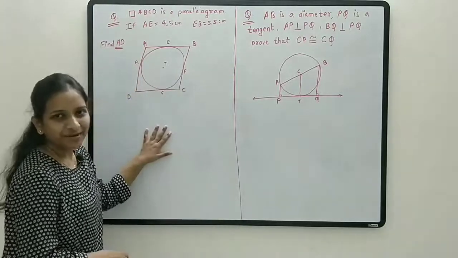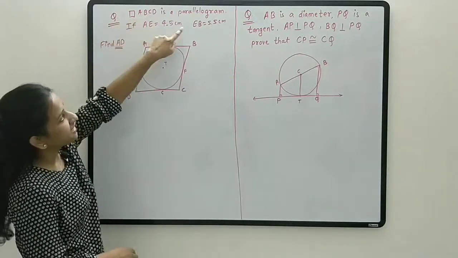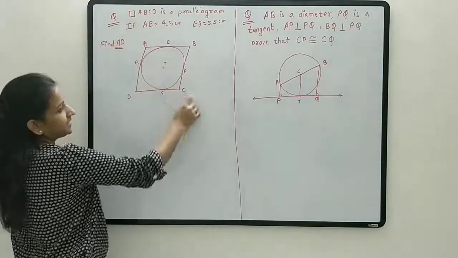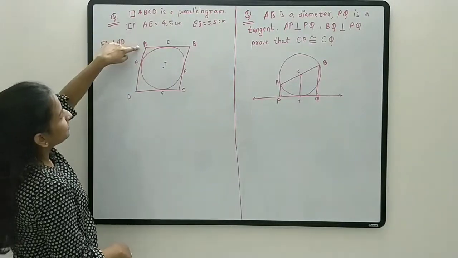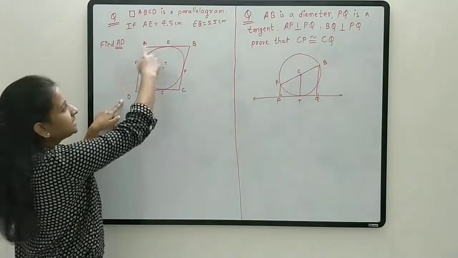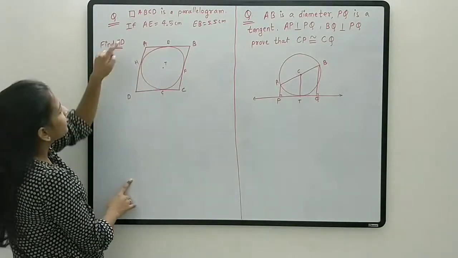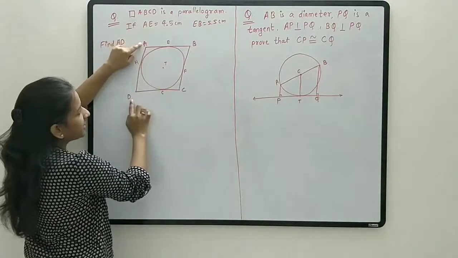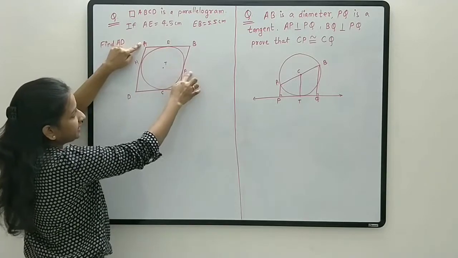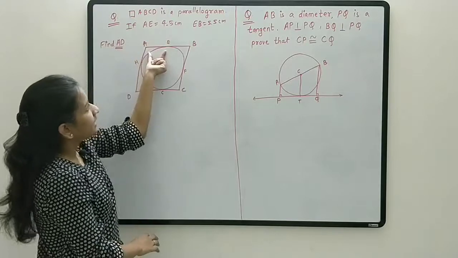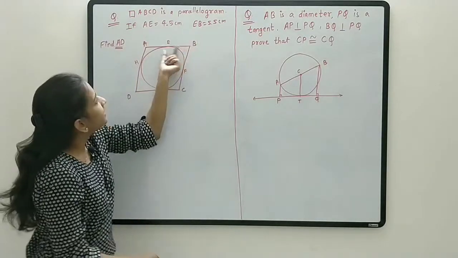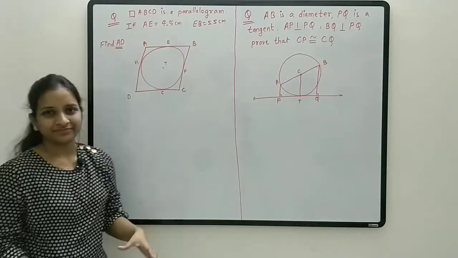Here in this example, what is given? Quadrilateral ABCD is a parallelogram. My drawing is very bad, please ignore it. See, ABCD is a parallelogram which circumscribes the circle. This parallelogram touches the circle at E, F, G, H. If AE is 4.5 and EB is 5.5, then find AD.